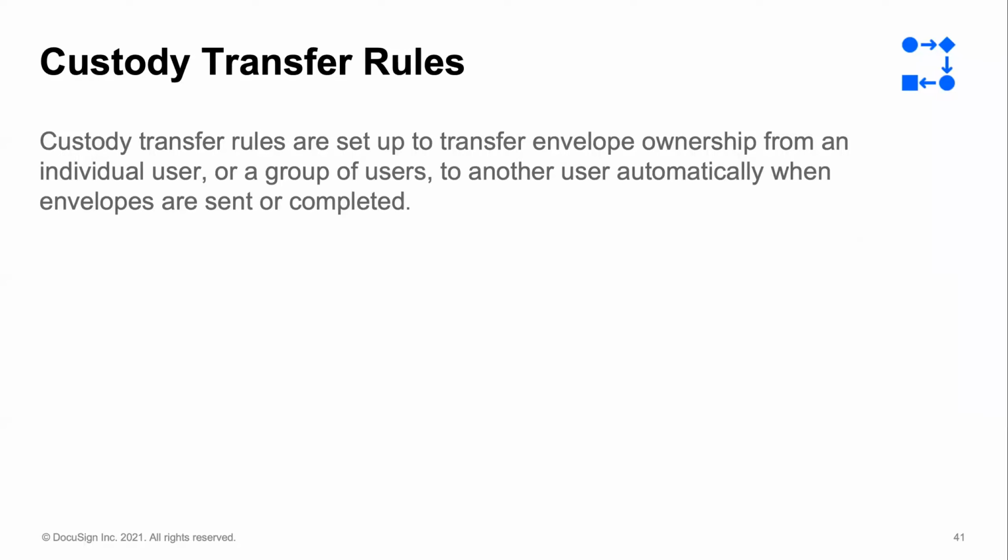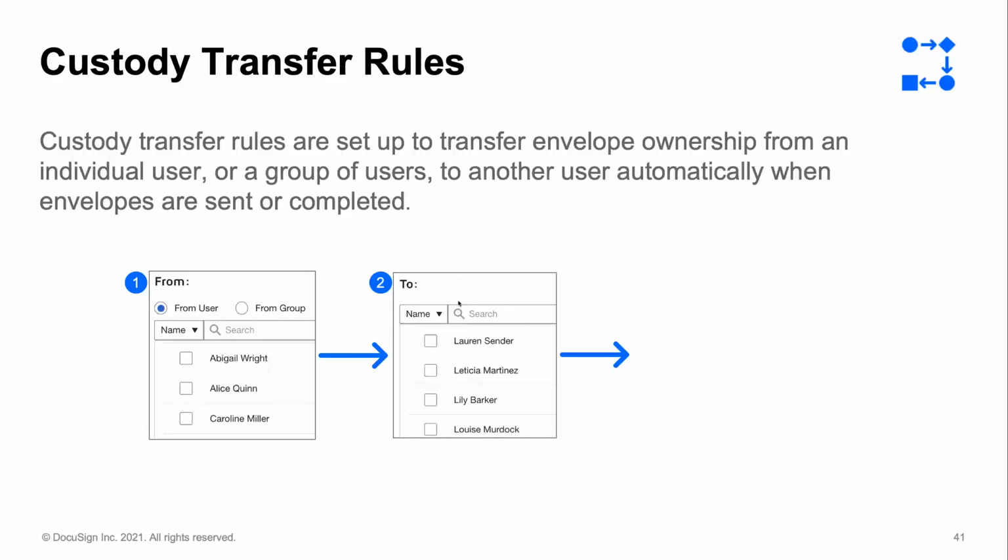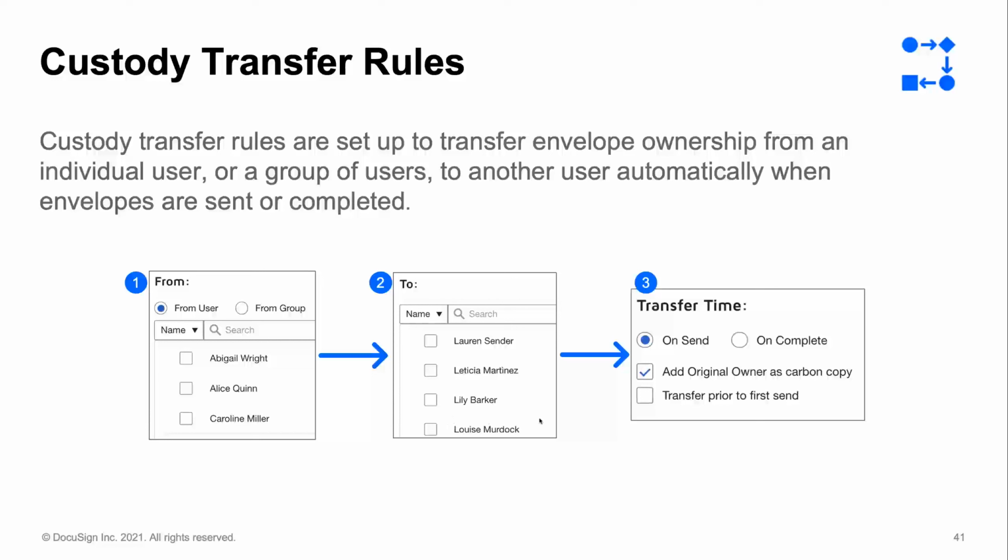So how does that look, or how do we set this up? You'll start by choosing where the envelope is coming from. Is it from a specific user or maybe a group of users? You'll then say where the envelope is going to be transferred to. So you'll choose a user from your account. You'll determine the transfer time. So is the transfer happening once the envelope has been sent or once the envelope has been marked as complete?